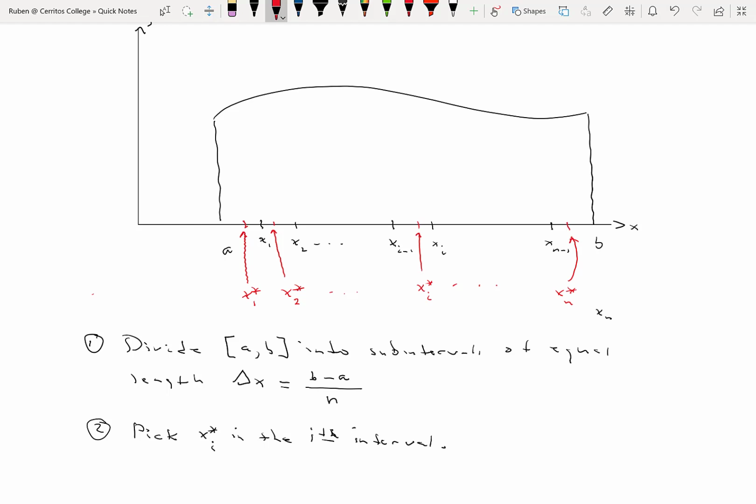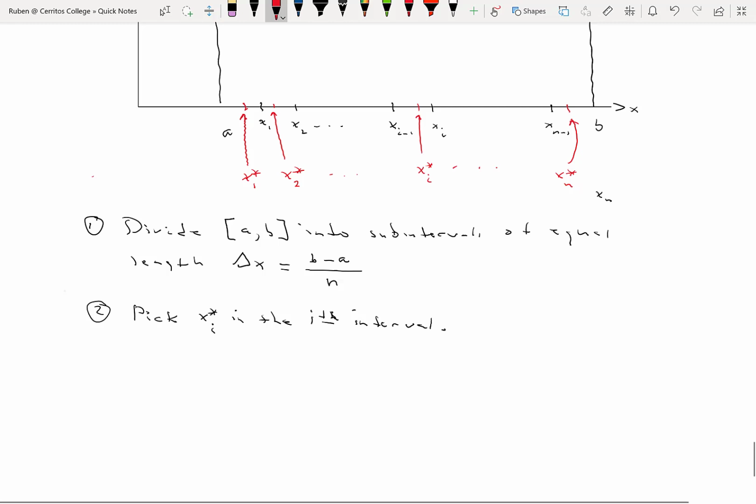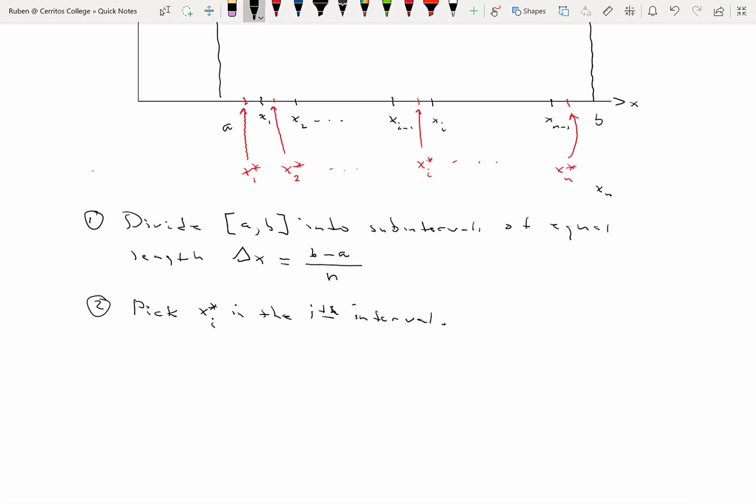Okay, so after we divided up the interval from a to b into n subintervals of equal length delta x, we picked a random point in each of the subintervals. Next, I want to find the area of a typical rectangle above x sub i star. That's going to take a little bit of explanation, so let me just get that down. So I want to find the area of a typical rectangle above x sub i star.